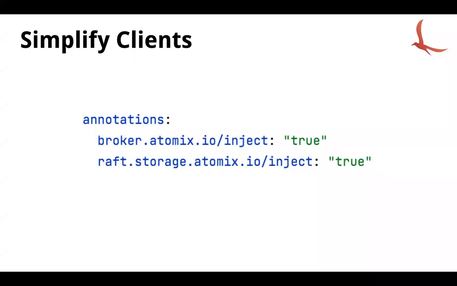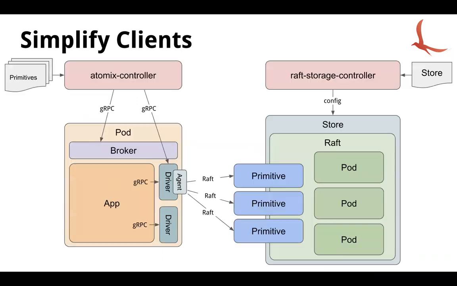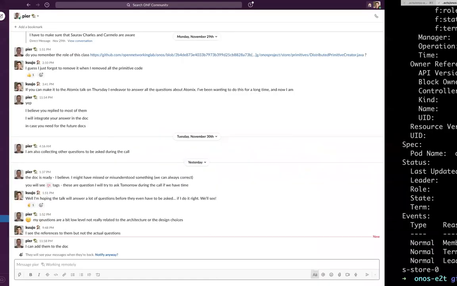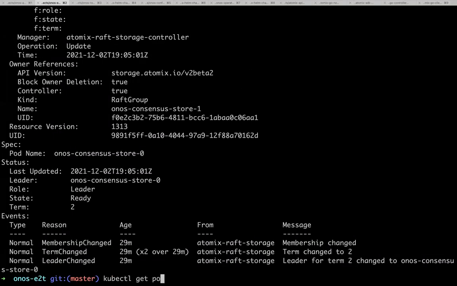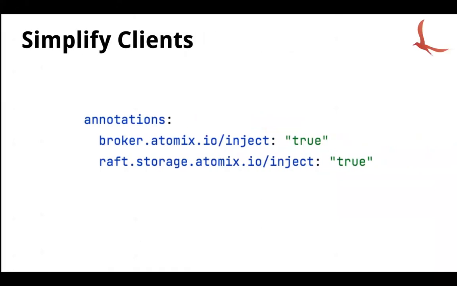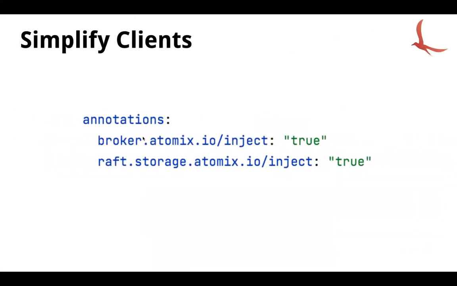But yeah, so this is from the ONOS config Helm chart. When we create an ONOS config deployment, there are a couple of annotations that this adds. There's a broker annotation, which I'll talk about, and then there's a RAFT annotation. What these do is tell it to inject a couple of containers. The broker annotation tells the main Atomix controller to inject a broker container. Notice that when you look at the pods in micro ONOS, there are lots of pods with three containers. Two of those containers are Atomix: the broker and the RAFT driver.